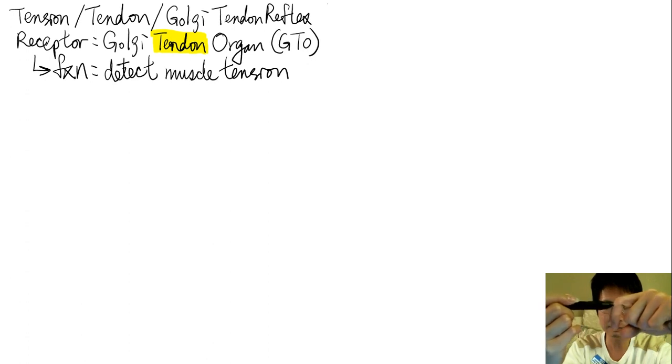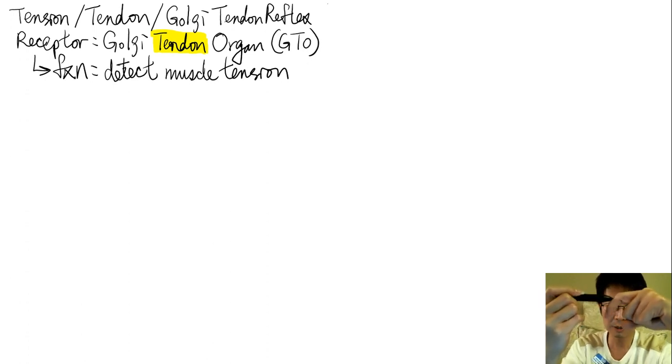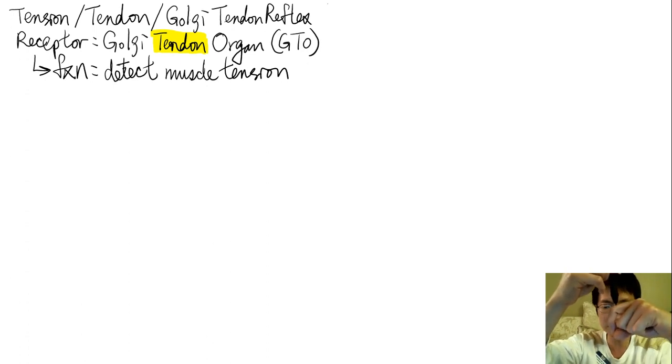Now, what about this Golgi tendon reflex? We hit the patellar tendon. Remember, this is the Golgi tendon reflex. That's why we hit the tendon. We hit the quadricep tendon, or some people call it patellar tendon here. When you hit this tendon, guess what?